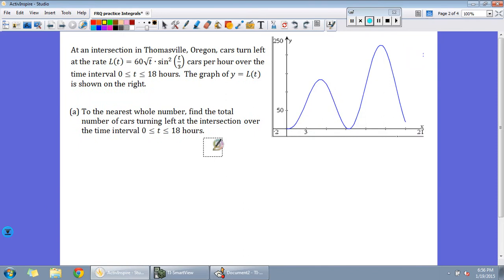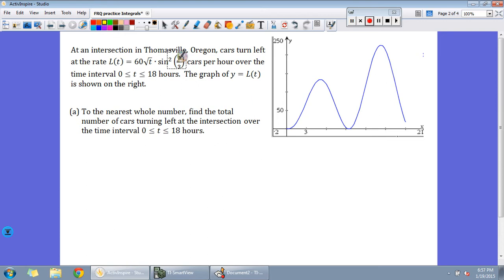Alright, we have an intersection in Thomasville, Oregon, where cars turn left at a rate of L of t equals 60 square root of t times sine squared of t divided by 3 cars per hour over some interval from 0 to 18. The graph of L of t is shown on the right. To the nearest whole number, find the total number of cars turning left at the intersection from 0 to 18.